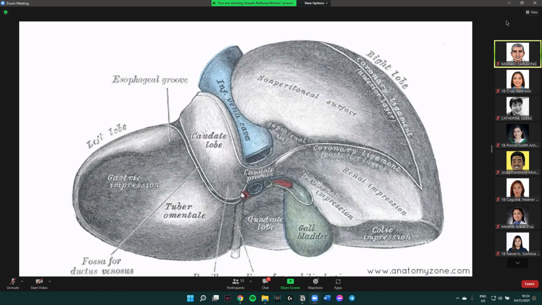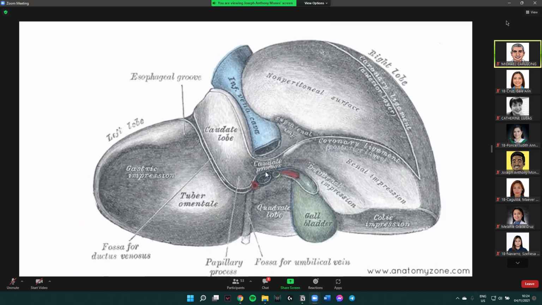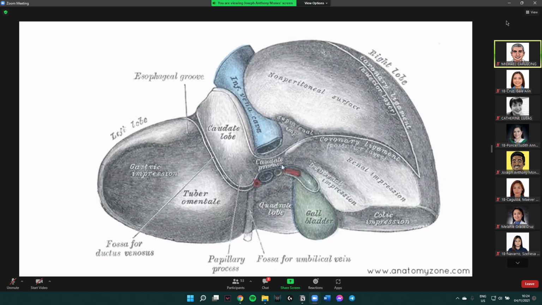So the peritoneum, which encloses the liver, meets to form this double layer of peritoneum at the porta hepatis, and it connects the porta hepatis to the lesser curvature of the stomach and the first part of the duodenum. So this is called the lesser omentum.